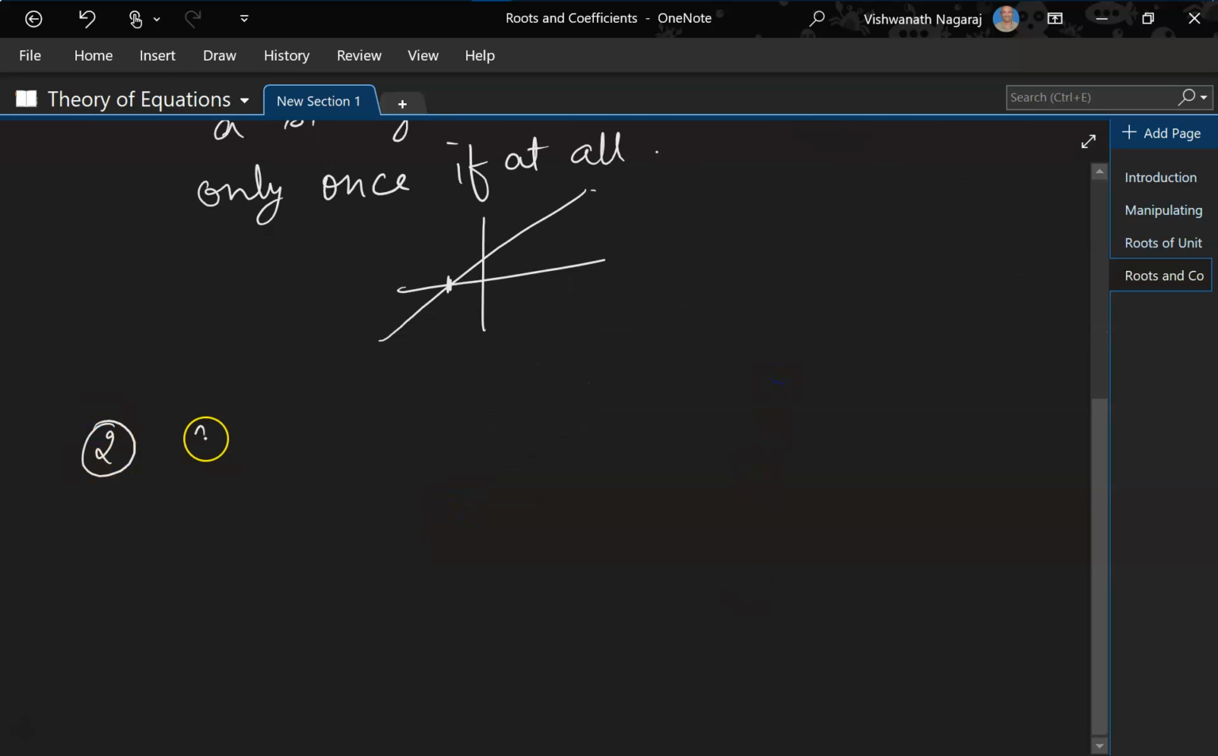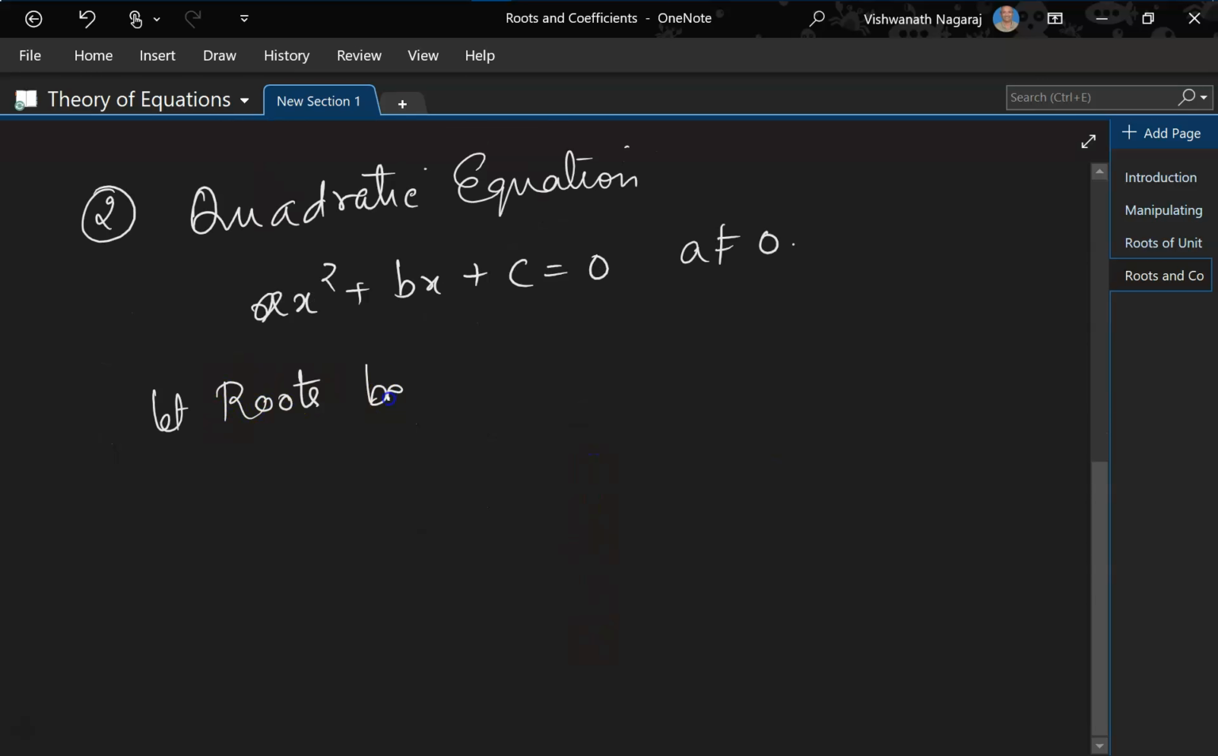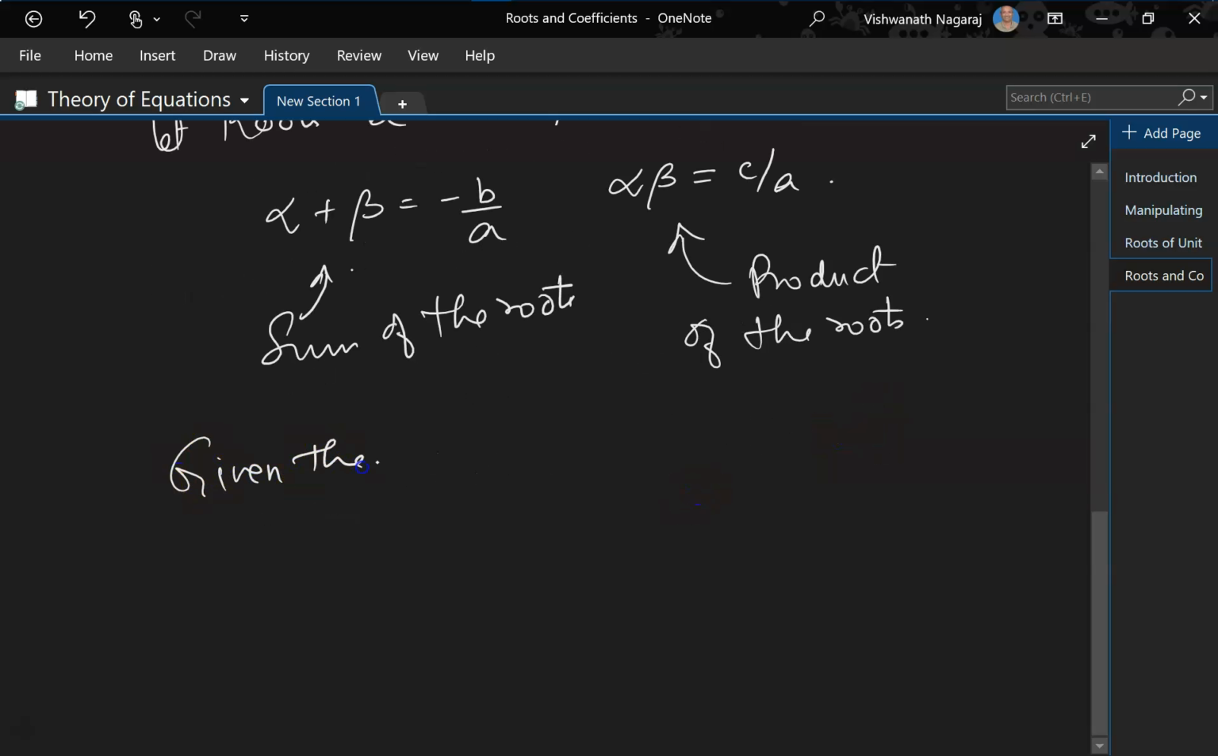Now let's look at the quadratic equation, that is ax square plus bx plus c equal to 0, where a is not equal to 0. Now in this case, let the roots be alpha and beta, then alpha plus beta is equal to minus b by a, and alpha beta is equal to c by a. So this is the sum of the roots, this is the product of the roots. So given the sum and product of the roots, we can figure out the equation.